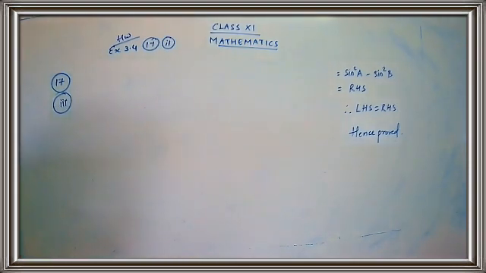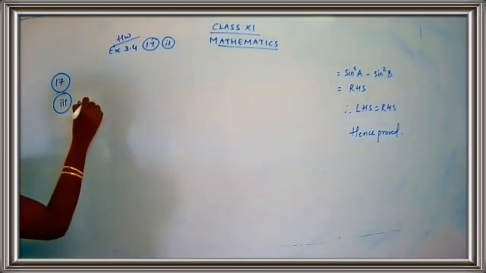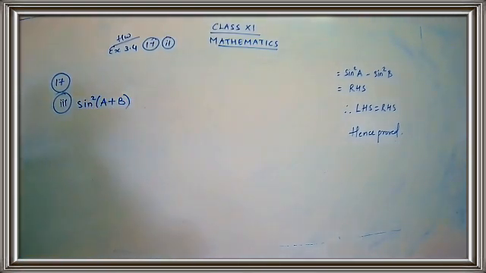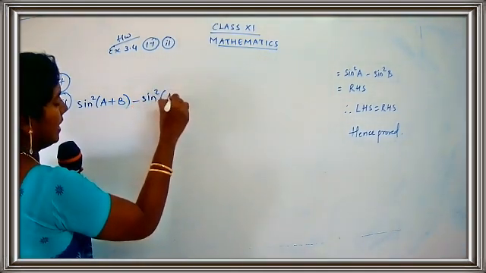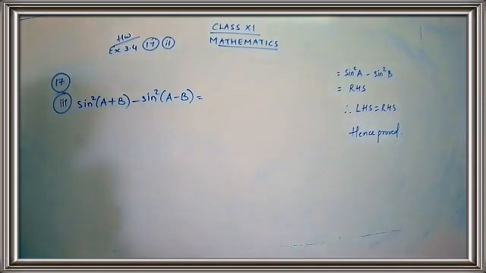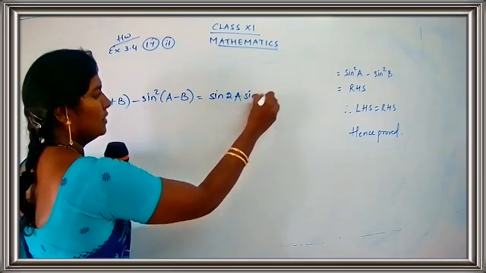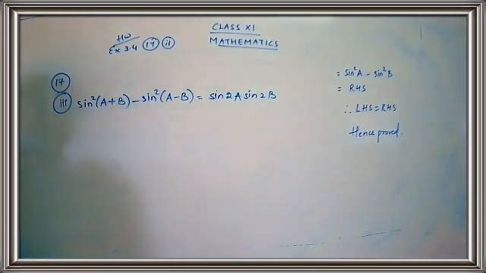What is the third subpart given to you, children? Read on. sin²(A+B) minus sin²(A−B) is equal to sin2A sin2B. This is what you have to prove. Read on the third subpart: sin²(A+B) minus sin²(A−B) is equal to sin2A sin2B.